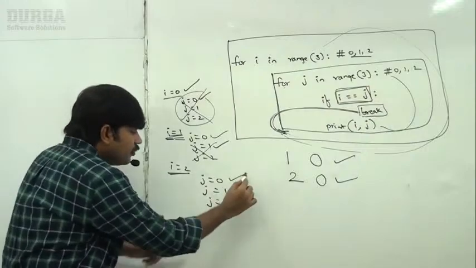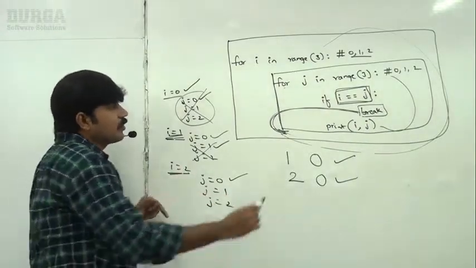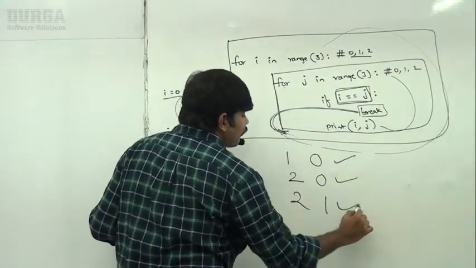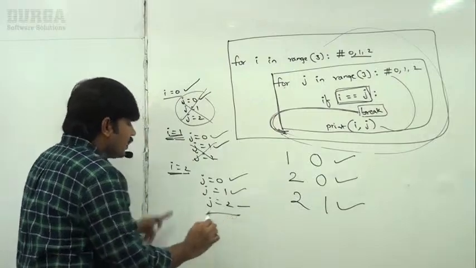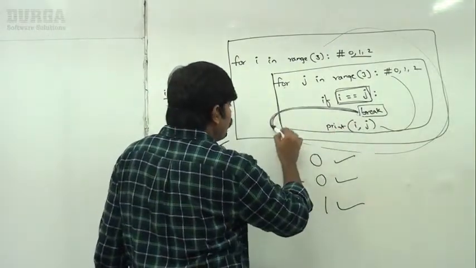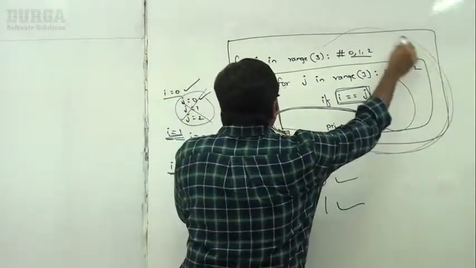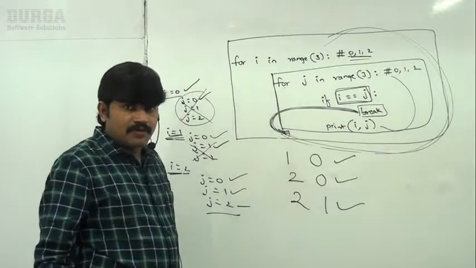Next, j value will become 1. So i is equal to 2, j is equal to 1. Both are not equal, print 2, 1, printed. Next, sir, j value will become 2. i is equal to 2, j is equal to 2. Break, the inner loop is going to break. Next, I have to go for the next i, but i values 0, 1, 2 are already completed. Now the program will stop.